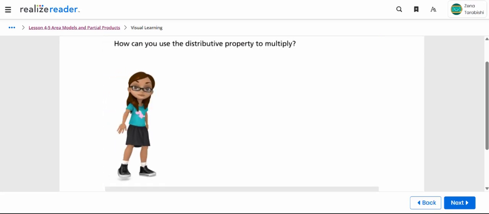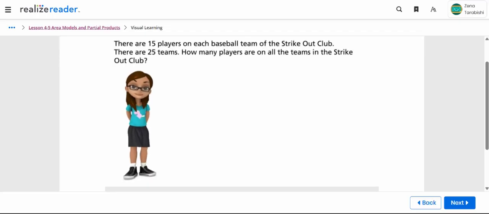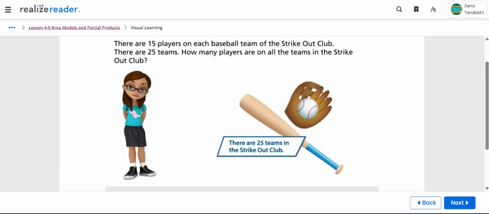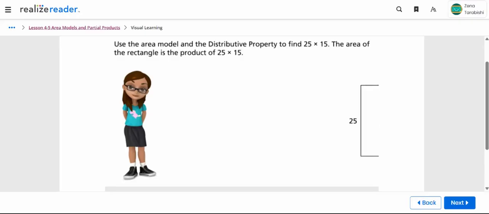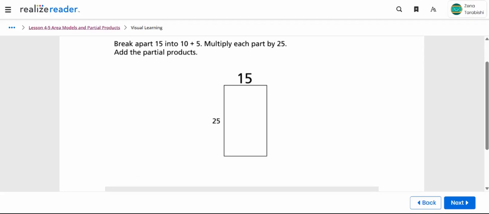How can you use the distributive property to multiply? There are 15 players on each baseball team of the Strikeout Club. There are 25 teams. How many players are on all the teams in the Strikeout Club? Use the area model and the distributive property to find 25 times 15. The area of the rectangle is the product of 25 times 15. Break apart 15 into 10 plus 5.